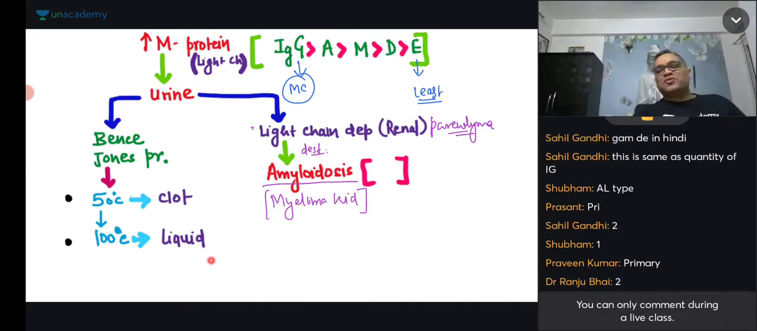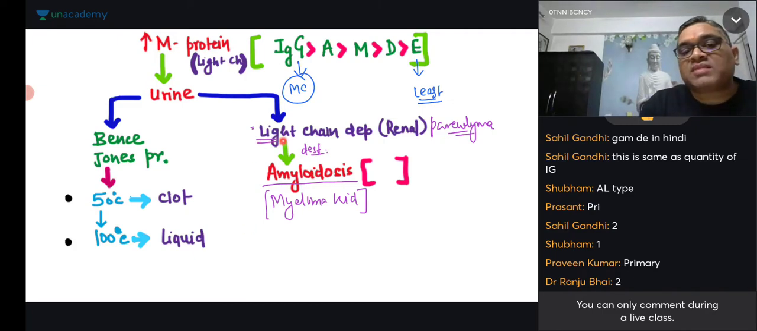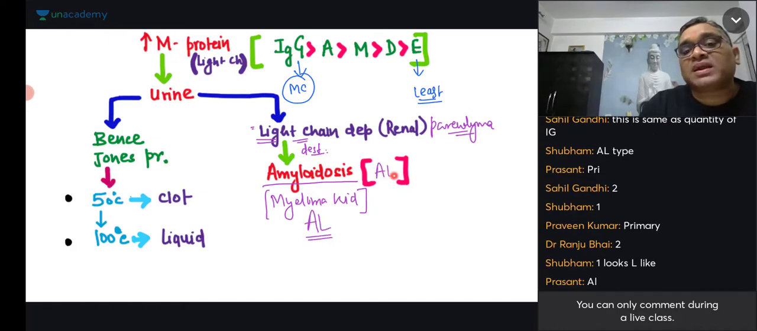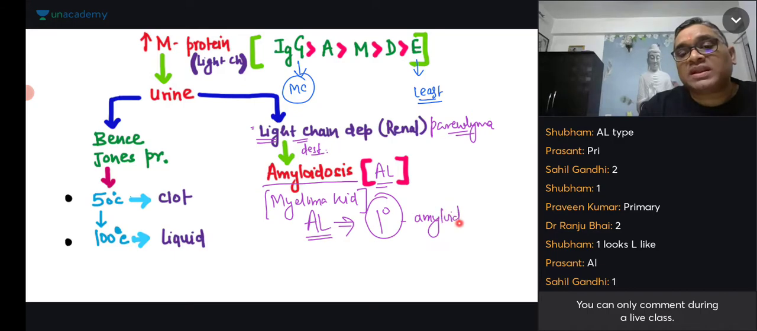Those who are saying secondary, have you not read the amyloidosis lecture which I have taken? Okay, you tell me, don't think it is secondary to the deposition. Why are you saying secondary? What is this? Light chain. So what type of amyloidosis? AL type of amyloidosis. So what is AL? Primary or secondary? Primary amyloidosis. Never make this mistake. It is a very commonly asked question in the NEET exam.